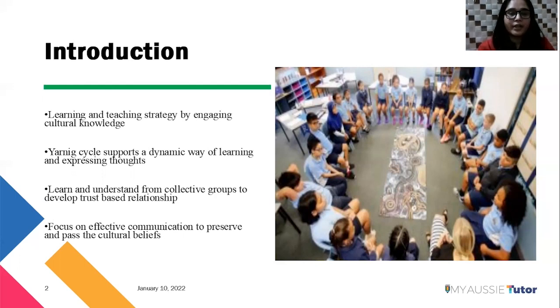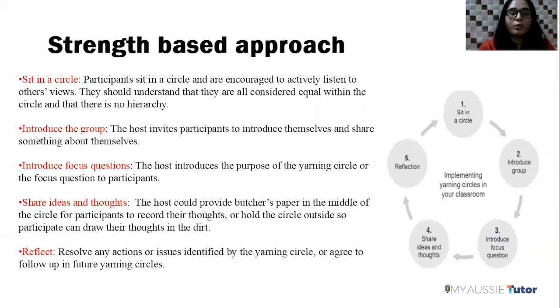So moving to the next slide, we'll discuss how it acts as a strength-based approach. In this, we'll discuss the process of the yarning cycle, which includes 5 major steps. The first one is sit in a circle. The next one is introduce the group. The third one is introduce a focus question, followed by sharing of thoughts and ideas, and then reflection.